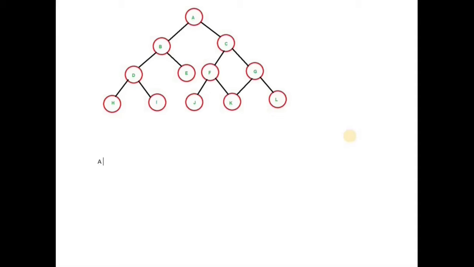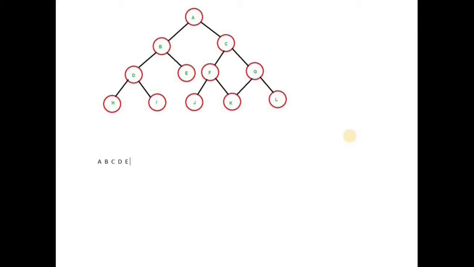From A, which nodes can I visit? I can visit B and C. I cannot visit any other node from A. Then I will select the first one, that is B. From B, which nodes can I visit? I can visit D and E. These are the two nodes which I can visit from B, that is D and E.